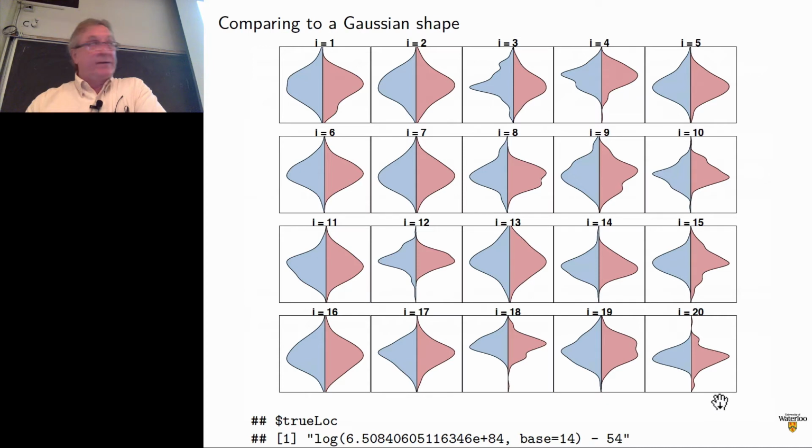So let's go from the bottom. 20. 19. 18. 17. 16. 15. 14. 13. 12. 11. 10. 9. 8. 7. 6. 5. 4. 3. Okay, so we saw a fair variety there.